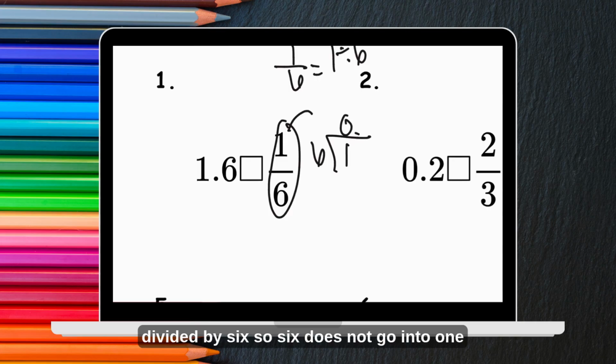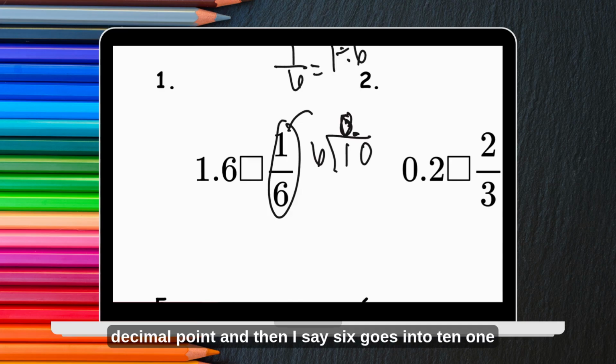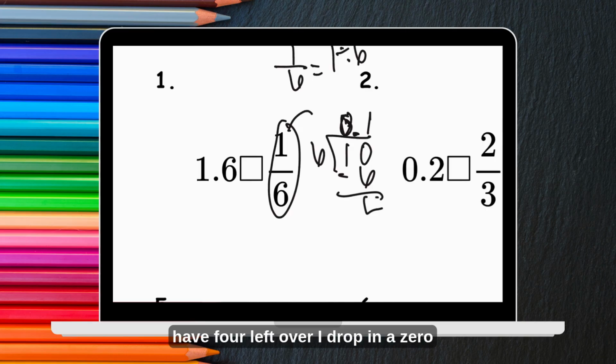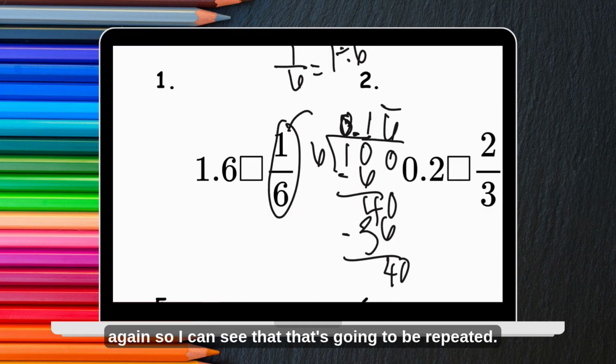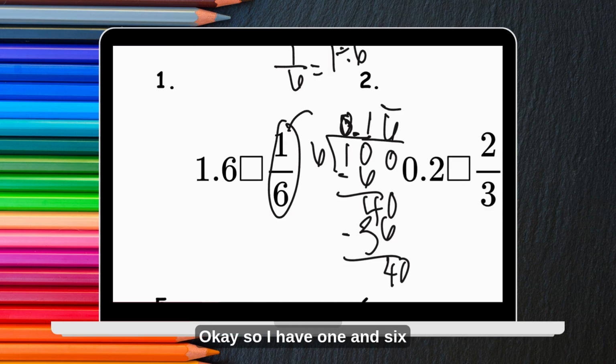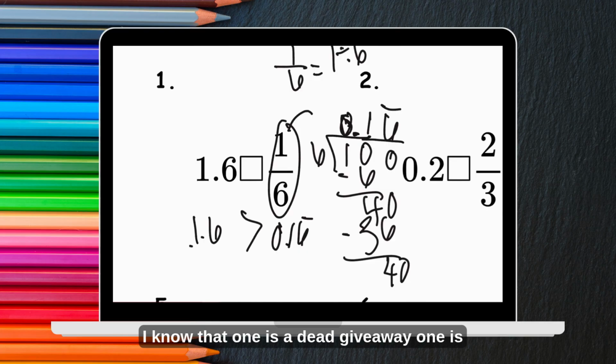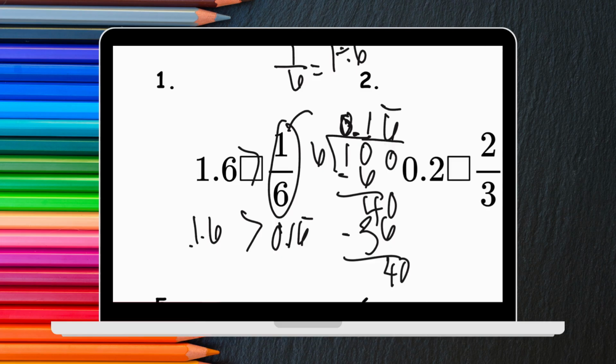So 6 does not go into 1. I add my 0 and my decimal point, and then I say 6 goes into 10 one time. I have 4 left over. I drop in a 0. 6 goes into 40, so I know 6 times 6 is 36, and I get 4 again, so I can see that that's going to be repeating. Okay, so I have 1.6 compared to 0.1666 repeating, and I know that 1 is a dead giveaway. 1.6 is greater than 1/6, and so that would be my answer to number 1.